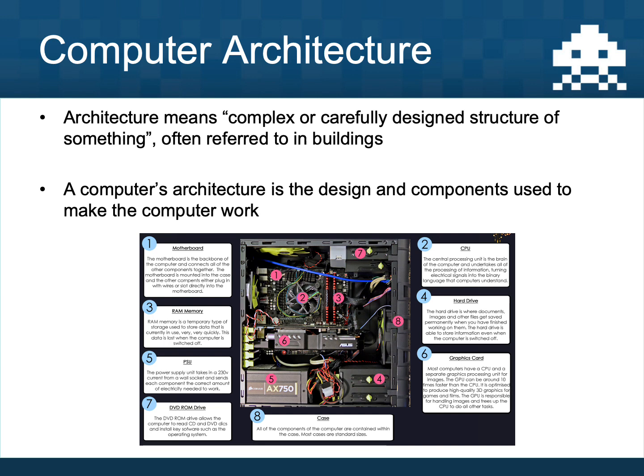The word architecture means a complex or carefully designed structure of something, and you'll probably have heard of the word architecture when it comes to buildings. That's all about how a building is designed, what different components make up that building. A computer's architecture is the design of the components used to make the computer work. If you took the side of your computer case off, what different bits will you find inside? And that's what we're going to look at today. So the architecture is simply the components that make up the computer.